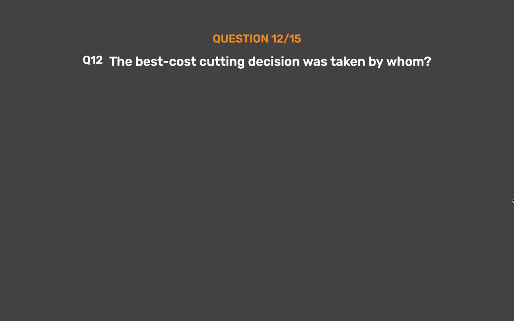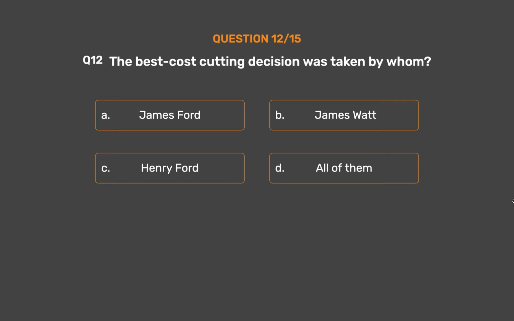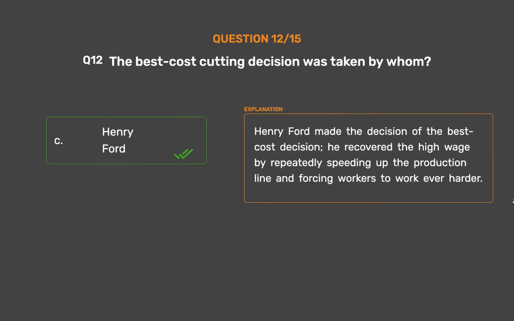Question number 12. The best cost-cutting decision was taken by whom? Option A. James Ford. Option B. James Watt. Option C. Henry Ford. Option D. All of them. The correct answer is Option C. Henry Ford. Henry Ford made the best cost decision. He recovered the high wage by repeatedly speeding up the production line and forcing workers to work ever harder.